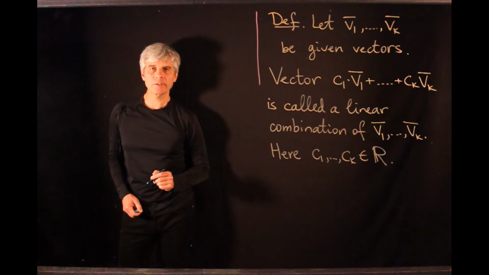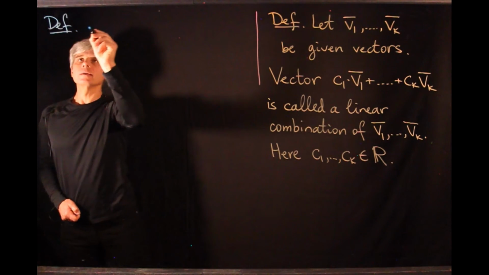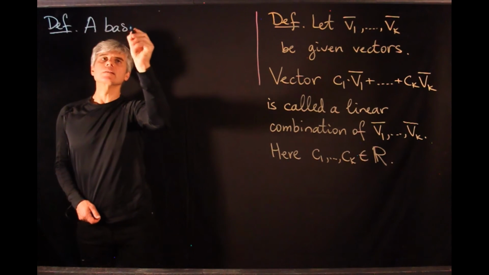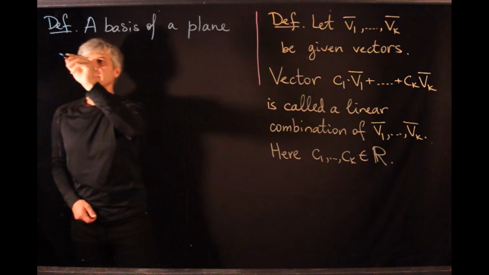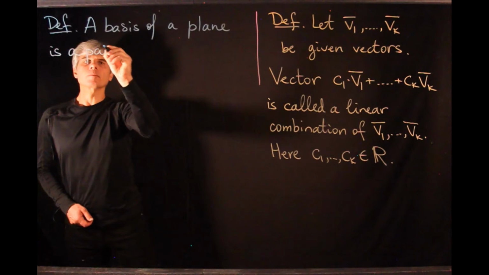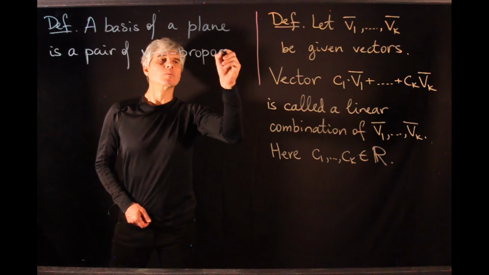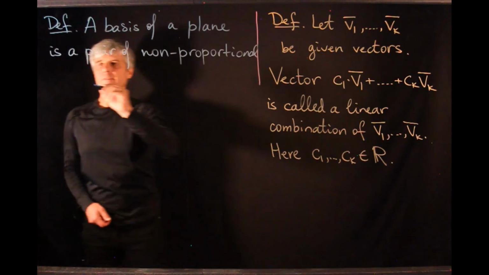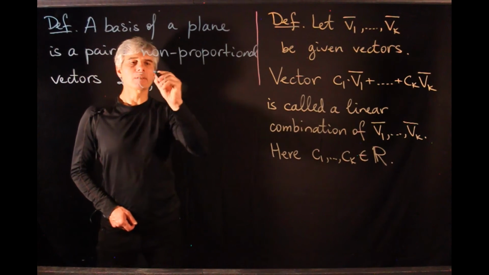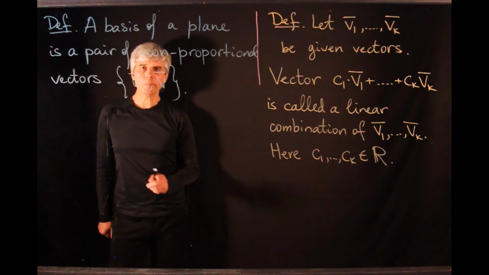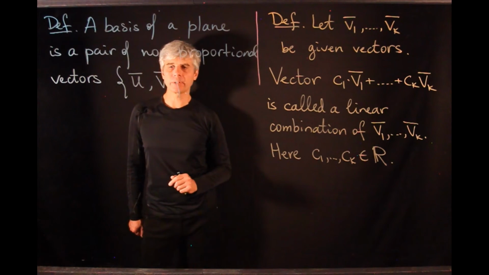Let us introduce another definition of fundamental importance for this course. A basis of a plane is a pair of non-proportional vectors u and v. When we say non-proportional, we mean that neither vector is a scalar multiple of another one.